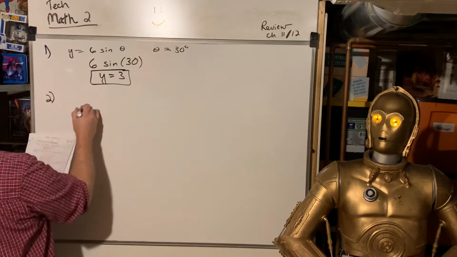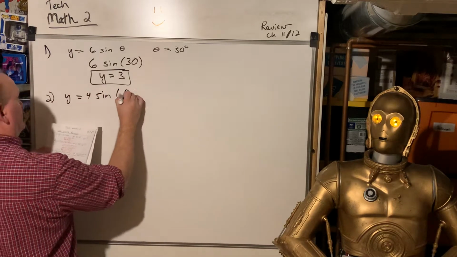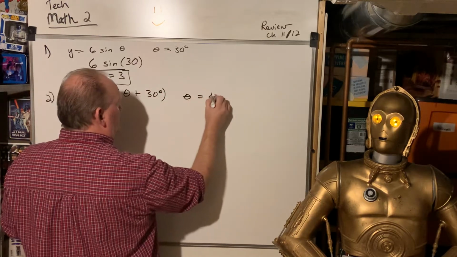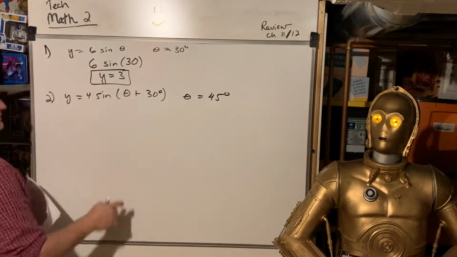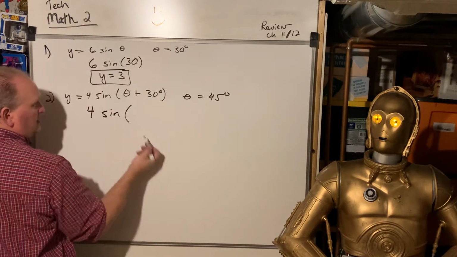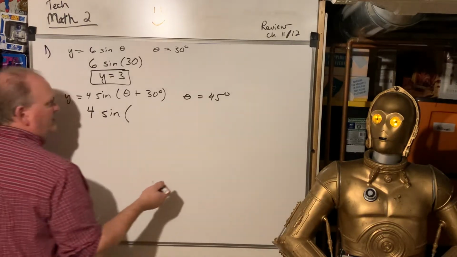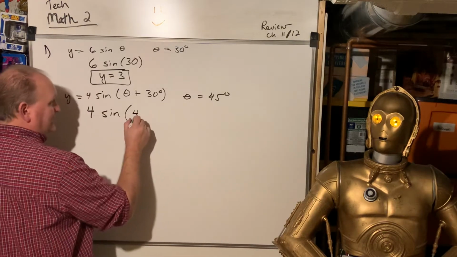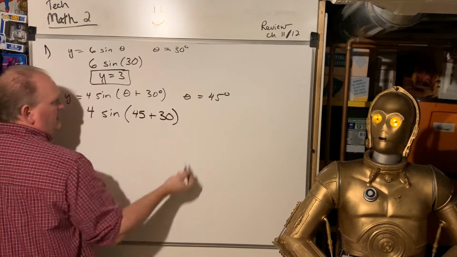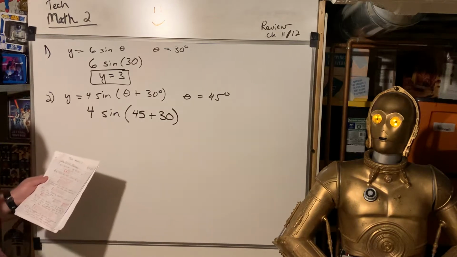Number 2, y equals 4 sine of theta plus 30. And they tell you theta is 45 degrees. So again, plug and chug. So you're going to type in 4 sine. You can do the parentheses. Now, if you want to just add the 45 and the 30 and get 75 and put that in, that's fine. Or you can literally type 45 plus 30 and then do the end parenthesis. And then hit enter, and we'll go 4 decimal places.